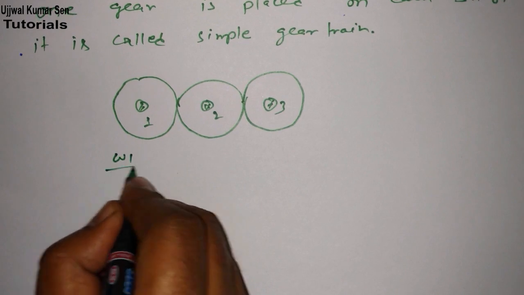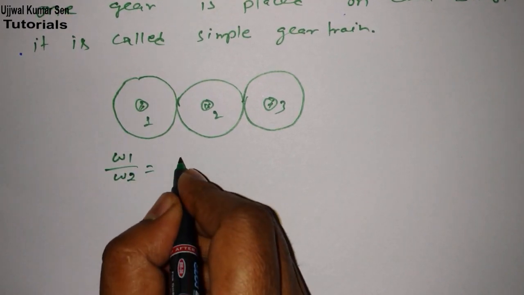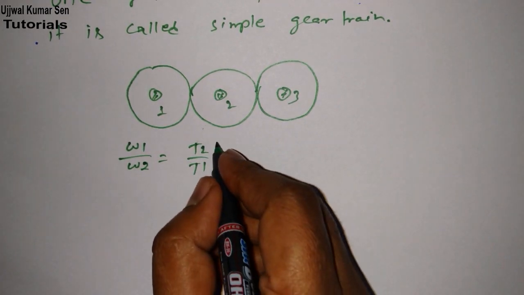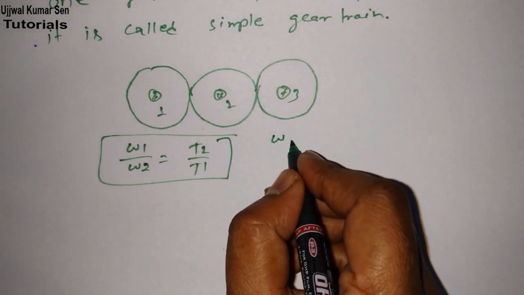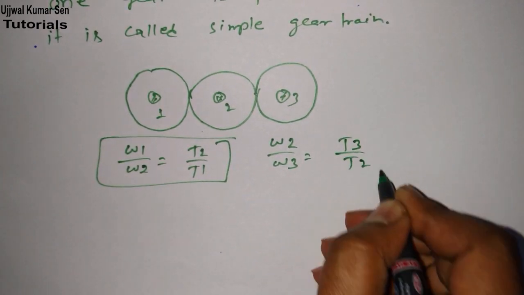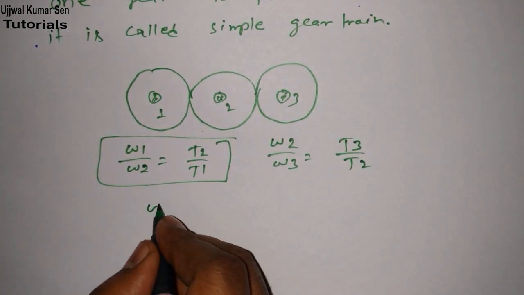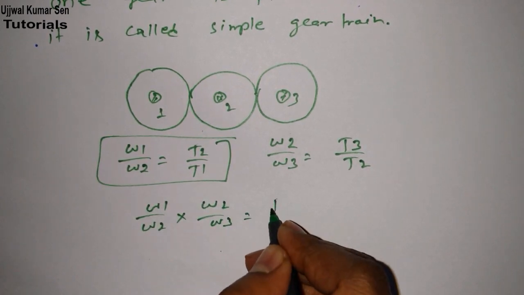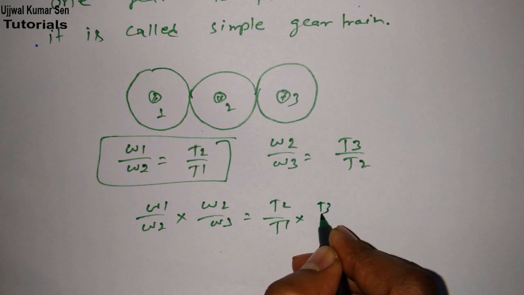So we can say omega 1 by omega 2 is equal to T2 by T1. And also we can say omega 2 by omega 3 is equal to T3 by T2. Now let's multiply these. Omega 1 by omega 2 multiplied by omega 2 by omega 3 is equal to T2 by T1 multiplied by T3 by T2.